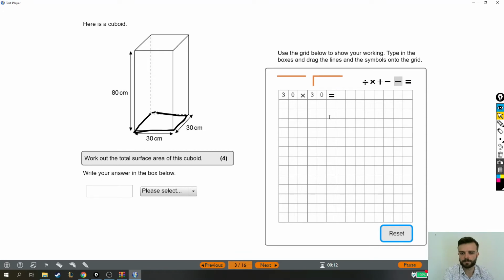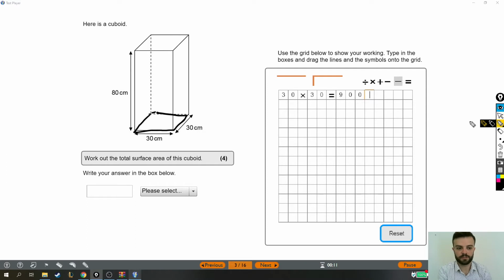Now, there's a trick for doing multiplications like this where you just take the first digits and multiply those together because everything else is a zero. So we're allowed to do 3 times 3, which is 9, and then add on a 0 for here and a 0 for here, making our answer 900. And that's the area of the bottom of our shape.